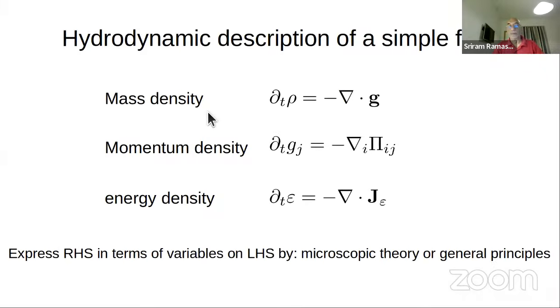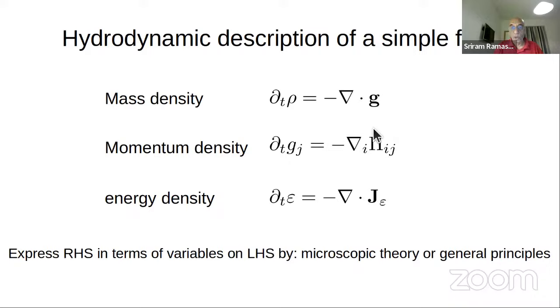So if I just had a simple fluid, mass, momentum, and energy are conserved. Therefore, the rate of change of density of mass, density of momentum, and density of energy are going to be divergences of mass current, momentum current, and energy current. The equation I'm now trying to construct is what this equation looks like for an active system.